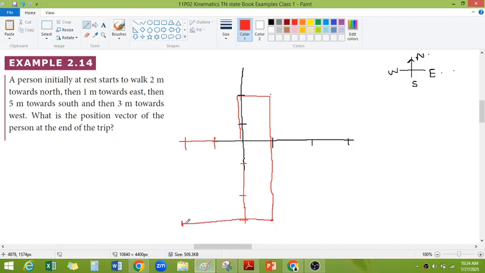What is the position vector of the person at the end of the trip? So that means he started from here, he is here, which means this is your position vector. So that means the position vector is this one.